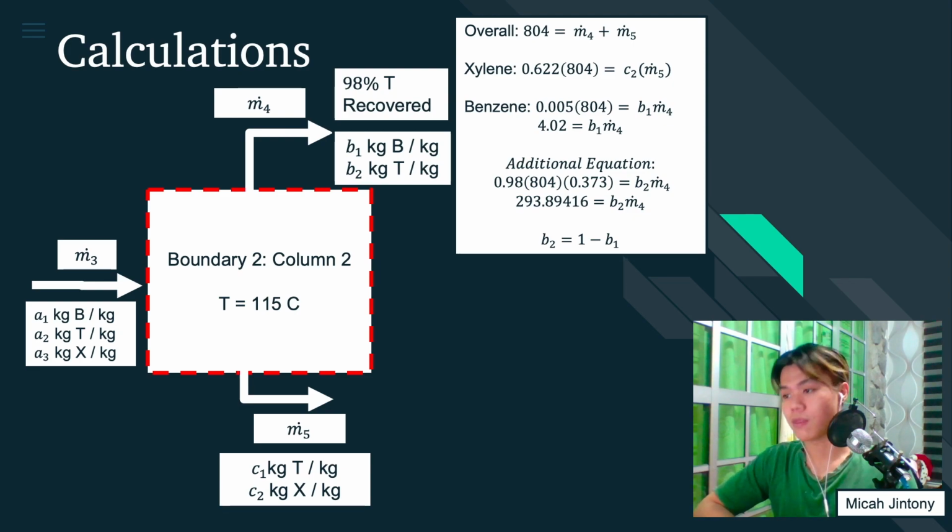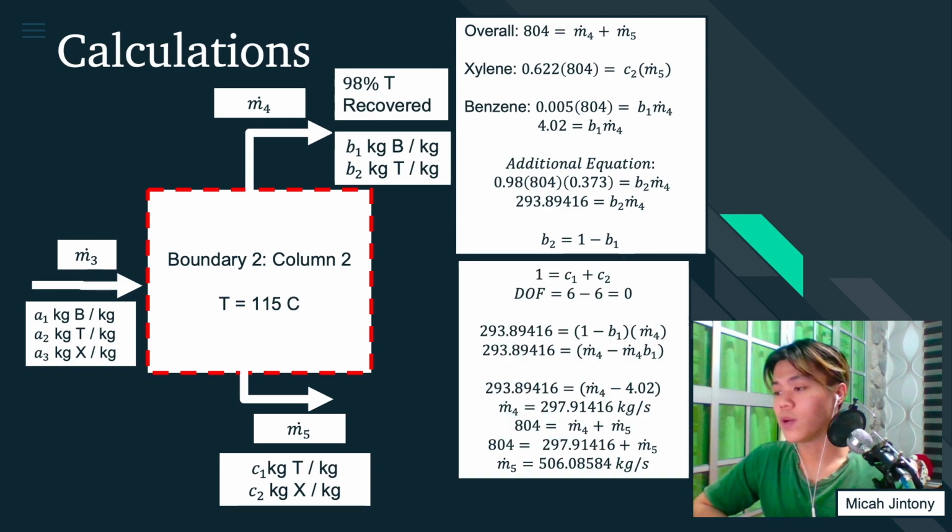Now, there are additional equations to consider, such as the final 98% toluene discharge: 0.98 times 804 times 0.373 equals B2 times m.4, equation 4. And also B2 can be changed to 1 minus B1, since the total of both B components is 1, equation 5. Finally, 1 equals C1 plus C2, equation 6. Now with all these values in hand, we can start solving by inserting equation 5 into equation 4, which will give us equation 7.